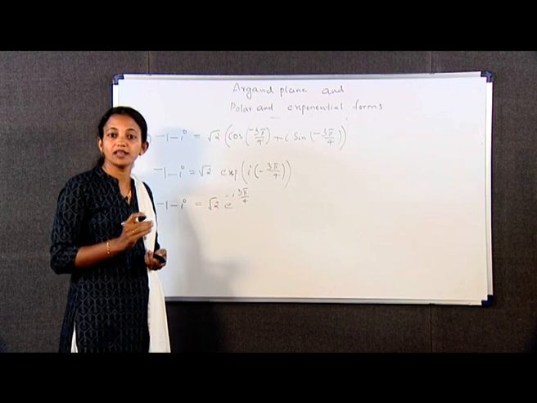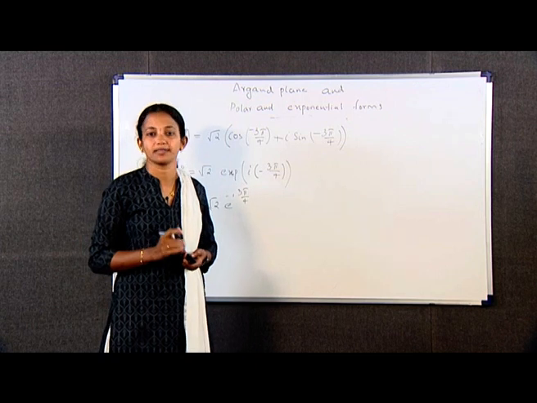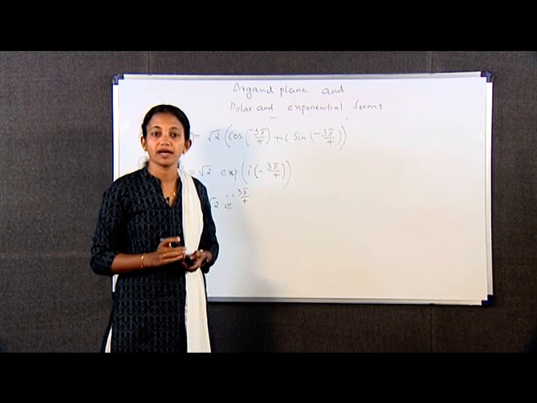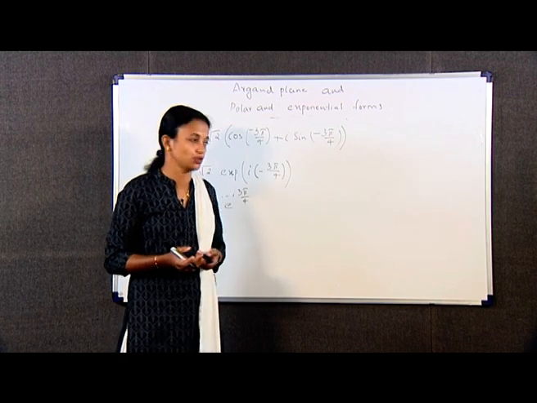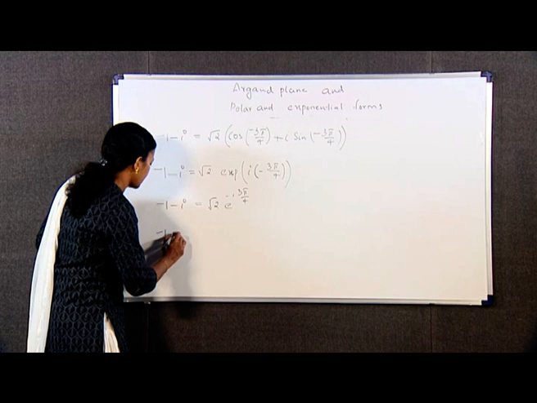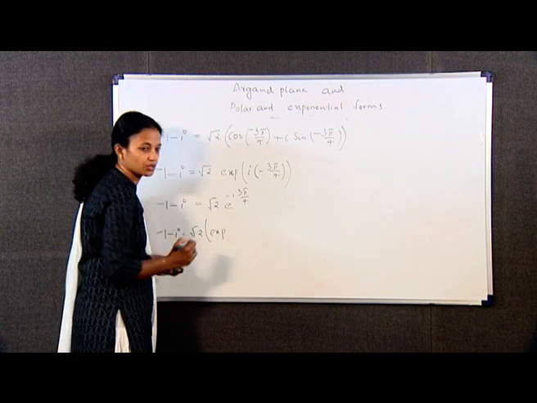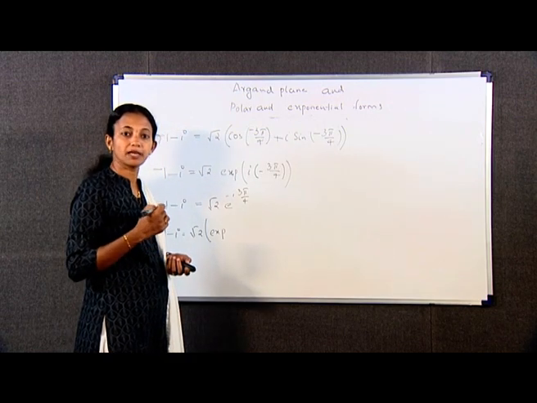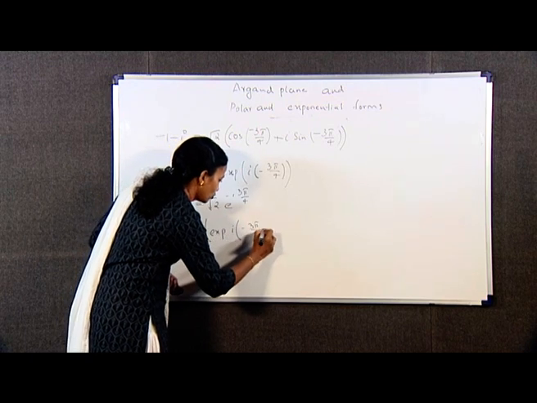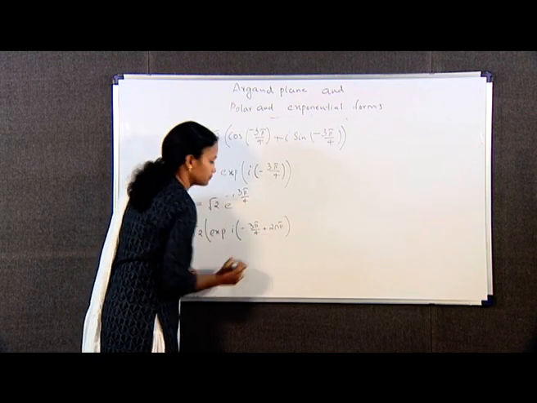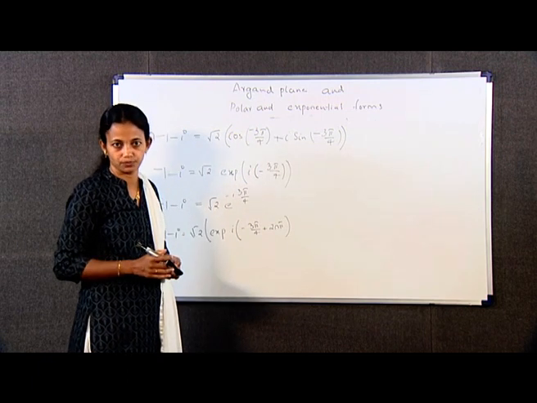Also, there are infinite number of possibilities for the exponential form of minus 1 minus I. They are given by minus 1 minus I is equal to square root of 2 into exponential I into minus 3 pi by 4 plus 2n pi. Of course, this n is equal to 0, plus or minus 1, plus or minus 2.